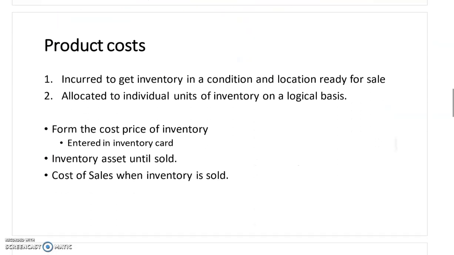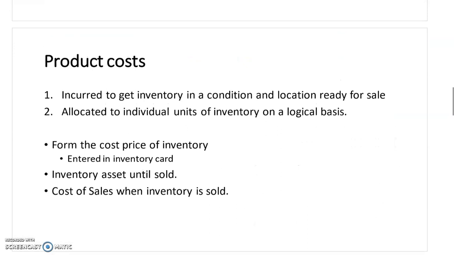So what we need to be aware of in Unit 3 for accounting are what's known as product costs. So the test here, just like the cost of inventory, they get the inventory in a condition and location ready for sale, but these can be allocated on a logical basis. And that will be obvious when we work through our example.